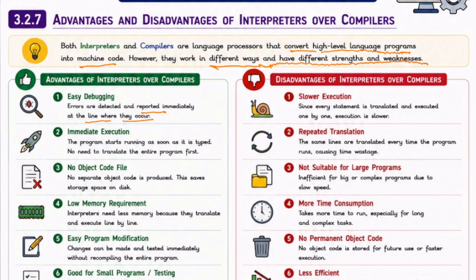There's immediate execution. The program starts running as soon as it is typed. No need to translate the entire program first. No object code file. No separate object code is produced. This saves storage space on disk. There is low memory requirement because it's not producing object code. Interpreters need less memory because they translate and execute line by line.